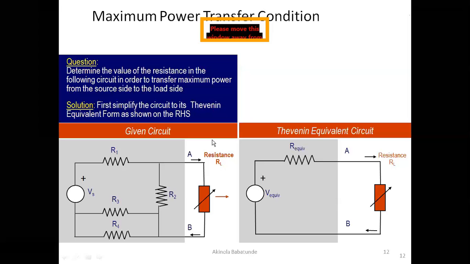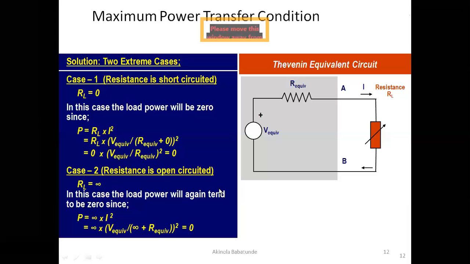The first thing you want to do is simplify the circuit to its Thevenin equivalent form. We have talked about the Thevenin equivalent circuit, the Norton equivalent circuit, and all of those in previous sessions. If you have not checked those videos or lessons, check them; they are on the platform. When you convert this circuit to its Thevenin equivalent, this is exactly what you are going to have. You can see we have R equivalent, and the load resistance here.